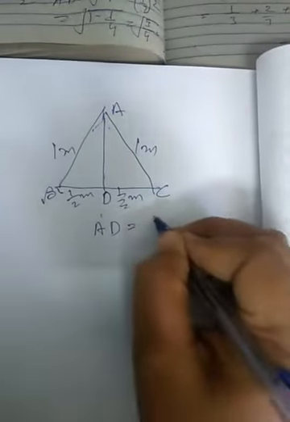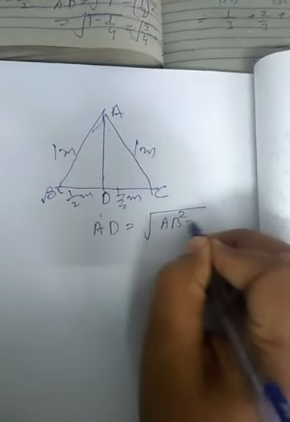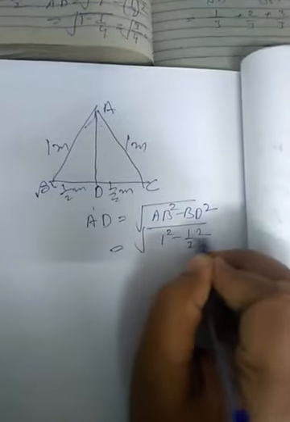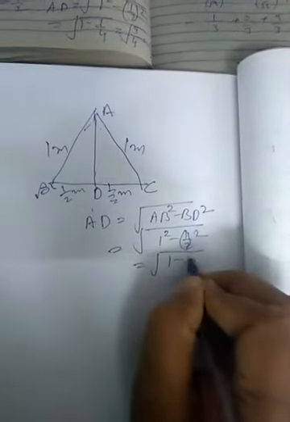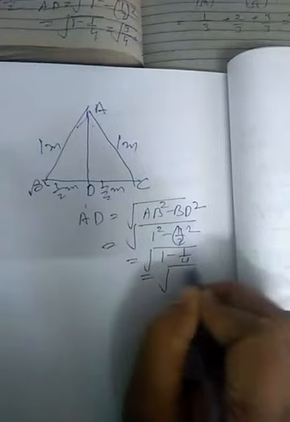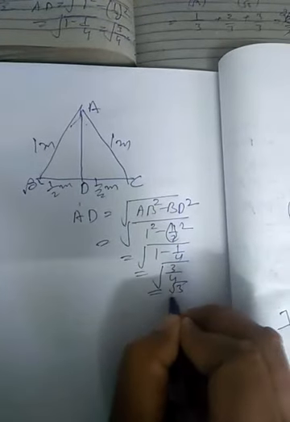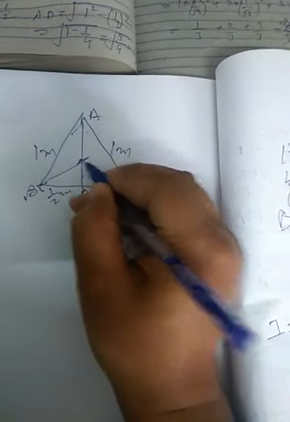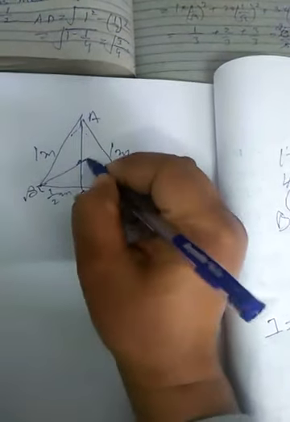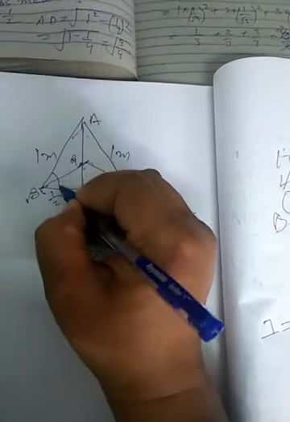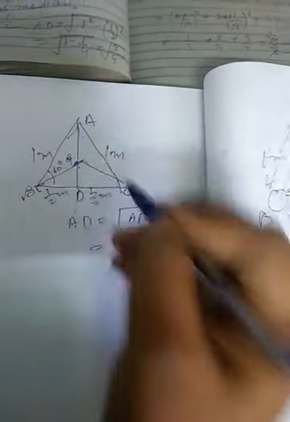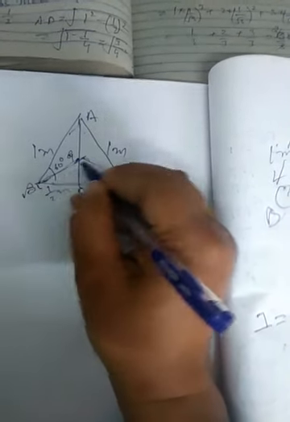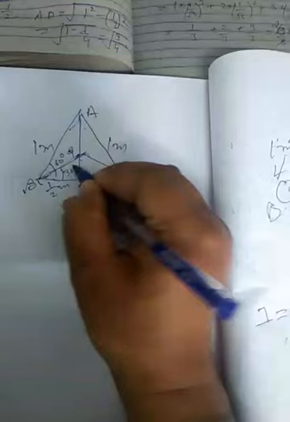AD can be found as under root of AB square minus BD square, that is equal to 1 square minus 1 by 2 square, that is 1 minus 1 by 4, that is under root of 3 by 4, or root 3 by 2. So that's the value of AD. Now we have to locate the centroid, the point G. We know each angle is 60 degrees. Since the bisector is drawn and intersects here, this angle will be 30 degrees.